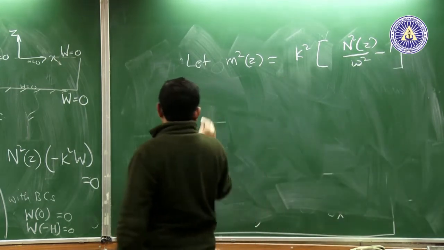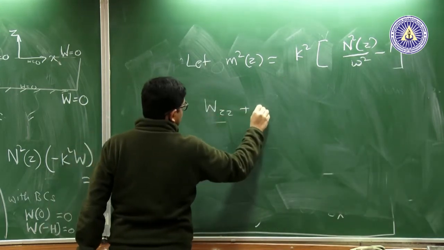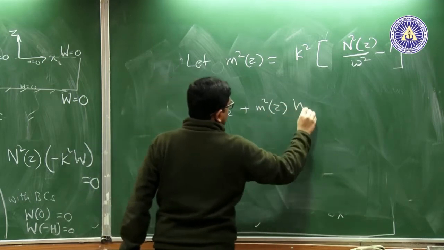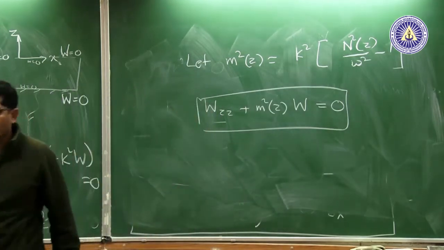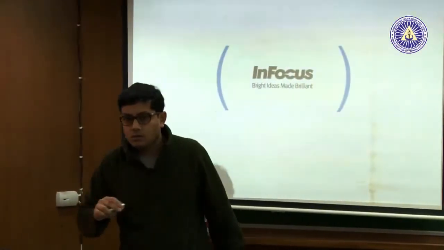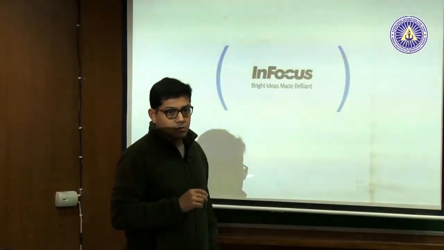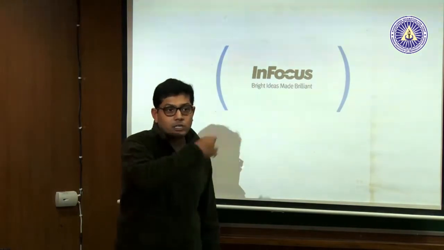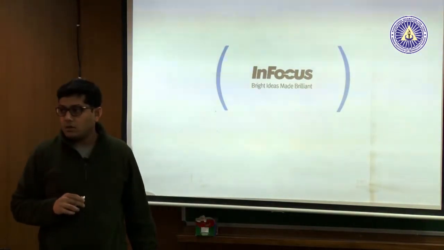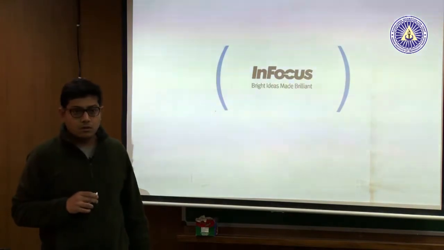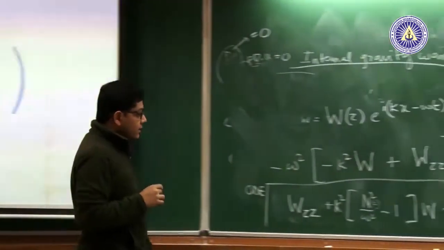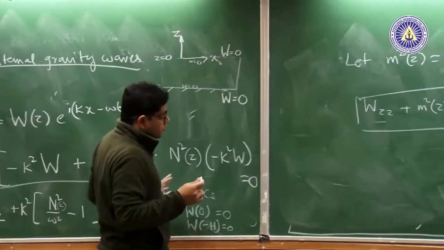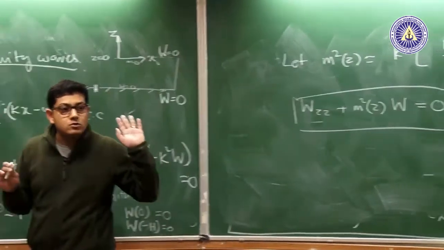So, what happens if you have an equation like this? Can you solve an equation of this form where m square is an arbitrary function of z? Can you solve this equation? These are all something like Schrodinger's wave equations. In general, what about m square of z being z? Can you solve that?